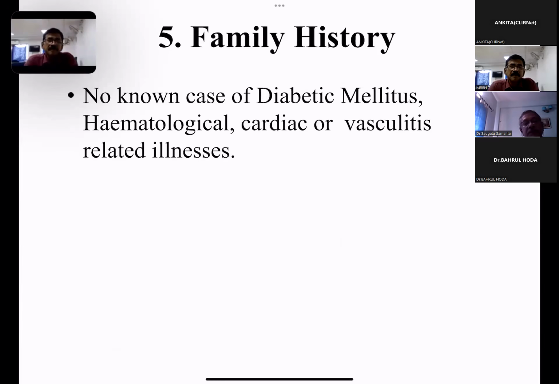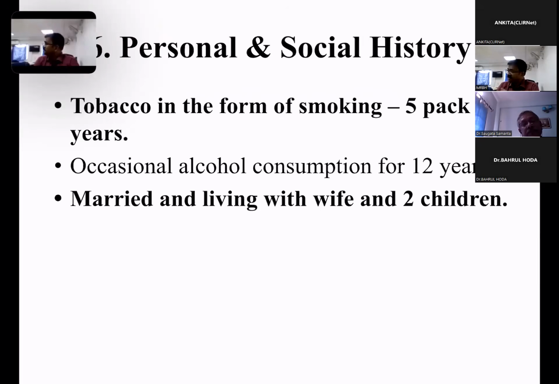Family history: no family members are affected from diabetes mellitus or hematological disorders, cardiac or vasculitis related illness. Personal and social history: patient often smokes tobacco, 5 packs per year, and he occasionally consumes alcohol for the last 12 years, and is married and living with wife and 2 children.